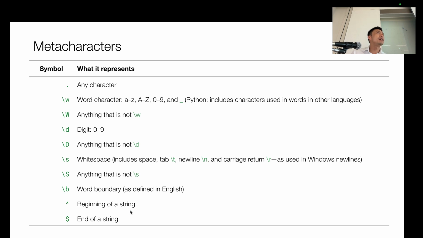C-A-R-A-T, caret. But some native speakers would think it's carrot, like the vegetable, because they didn't know it's a different word, but it's pronounced the same. It means the beginning of the string, all right? And the dollar sign is the end of the string.